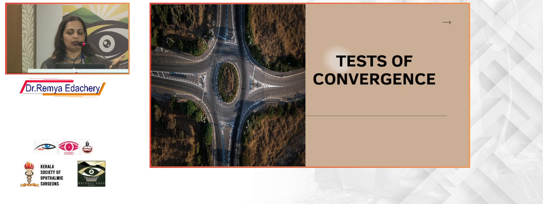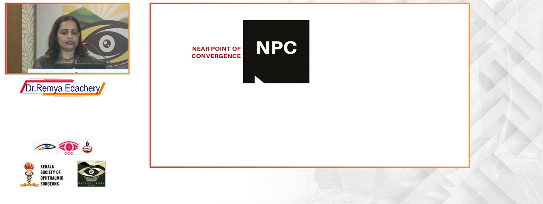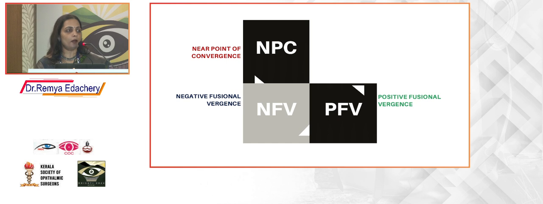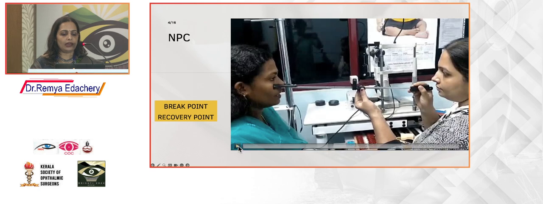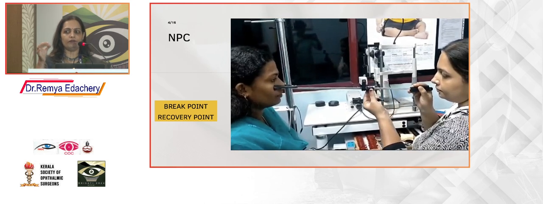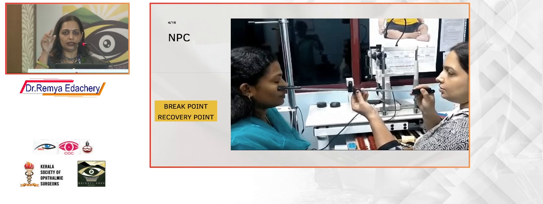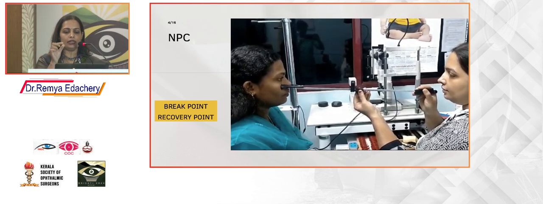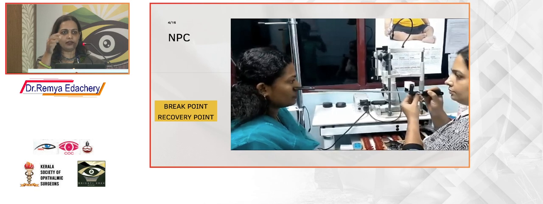Now comes the tests of convergence. Here you have near point of convergence, negative fusional vergence, positive fusional vergence, and vergence facility. Like NPA, NPC is also done with an RAF ruler, or you can also use a pen light and a green filter where you see 2 images. You keep moving the target towards the patient's nose, and the patient will see the first break. That is recorded as the break point, and again you come back when the patient sees a single image, that is the recovery point. So you have the break point and the recovery point.